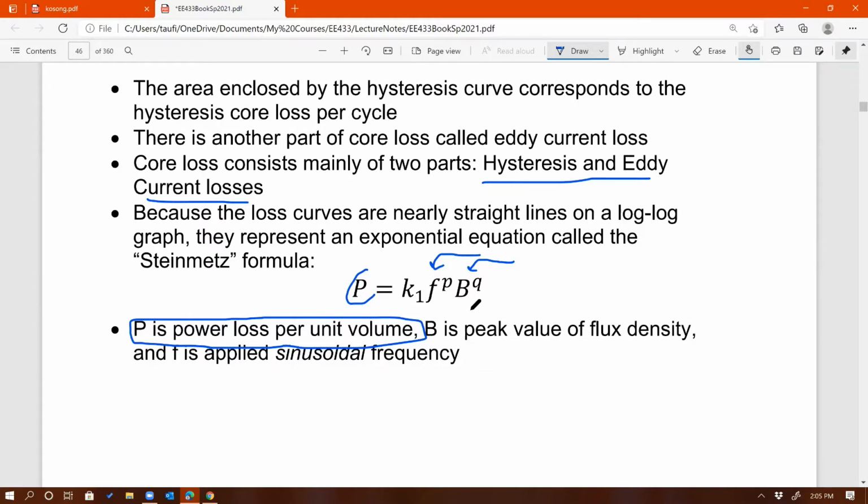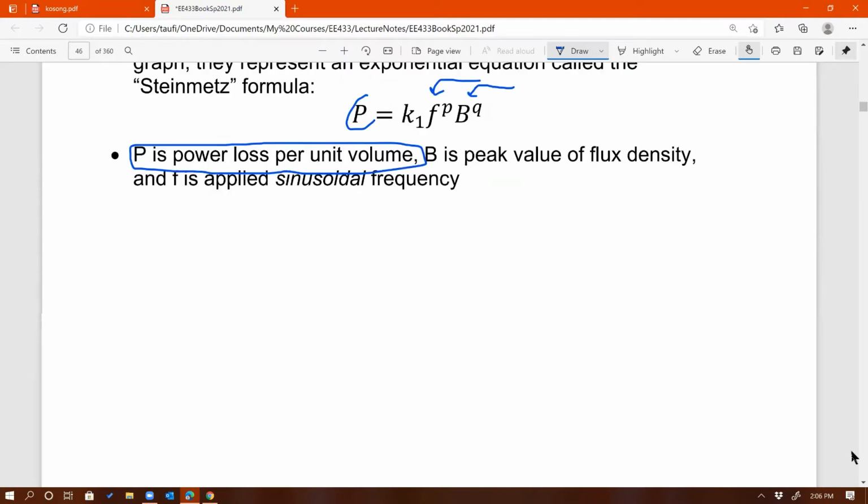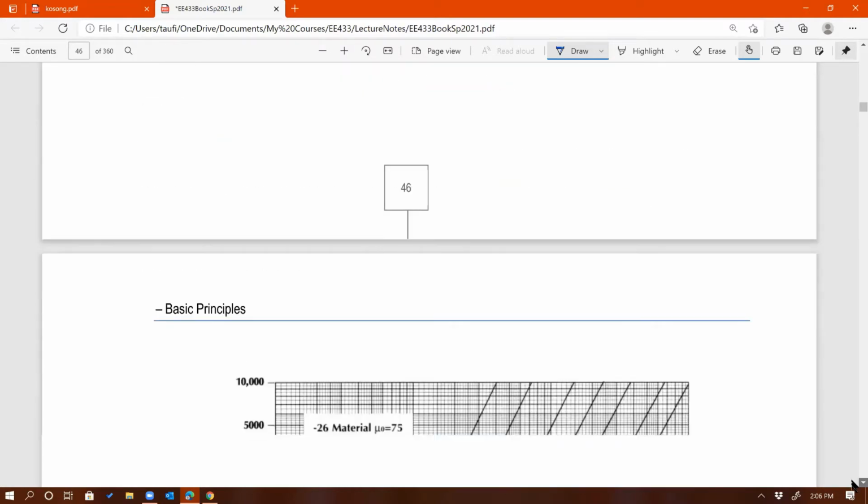And B right there is the peak value of the flux density. So that's the peak flux density. And then F is the applied sinusoidal frequency. Okay. Professor? Yeah, go ahead.